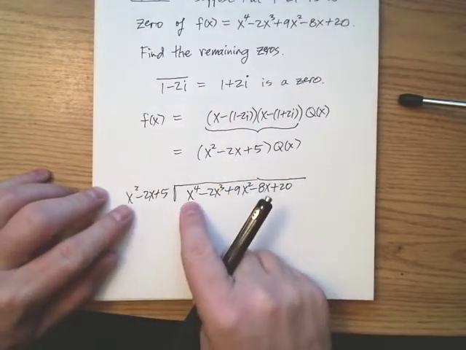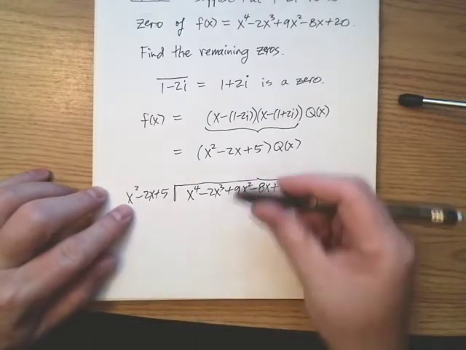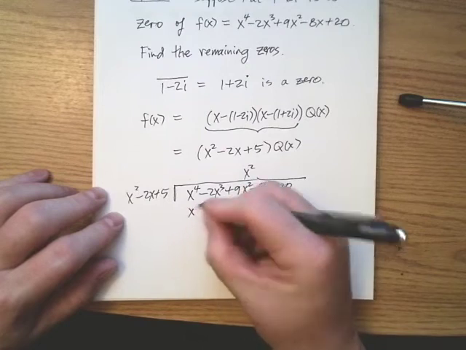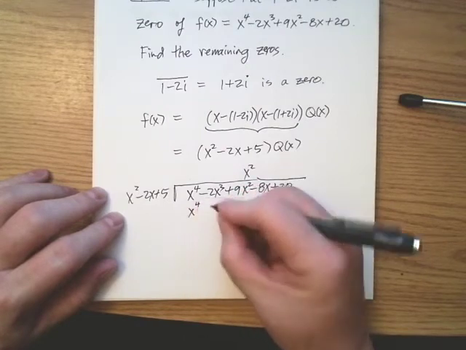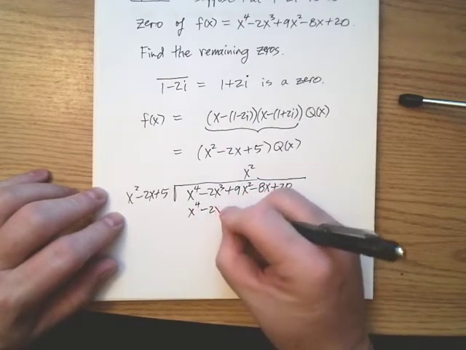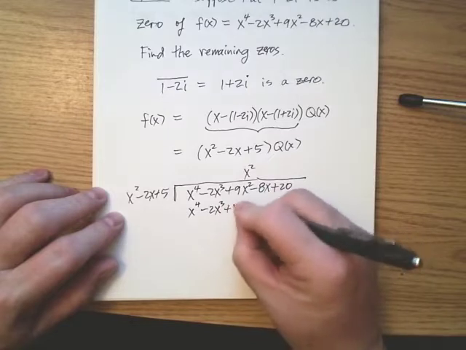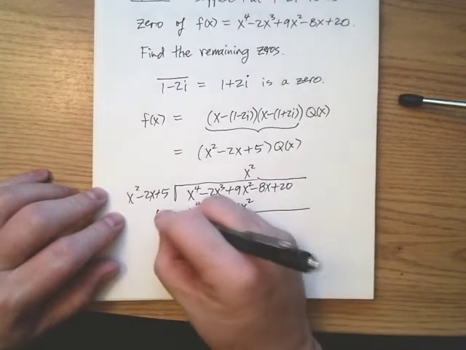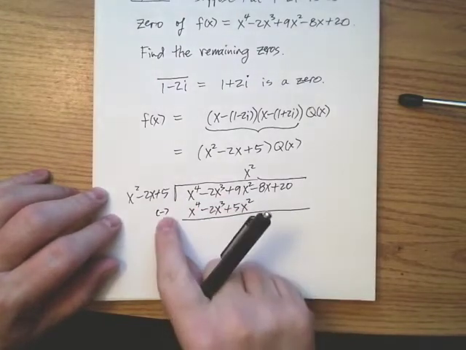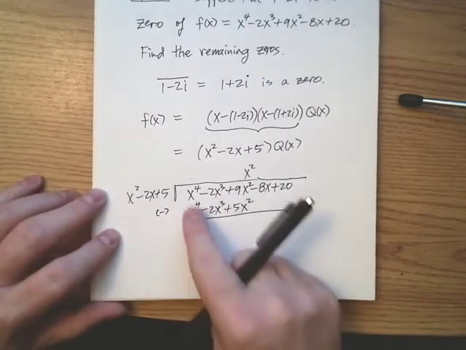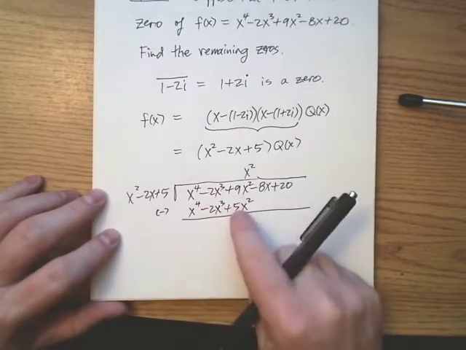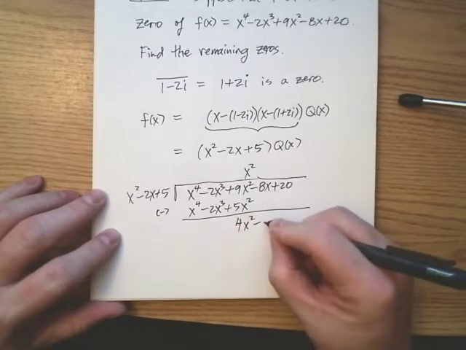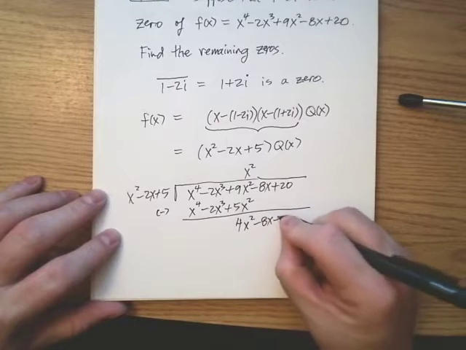Now what's x to the fourth divided by x squared, right? That's x squared. Multiply by x squared on the divisor. That's x to the fourth minus 2x cubed plus 5x squared. And then remember, we always subtract. I'll remind us that we're doing that because of that there. Okay, cancellation. Hey, cancellation again. And we would have 4x squared minus 8x plus 20.